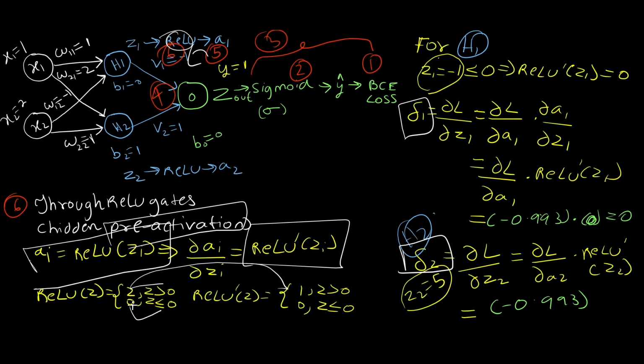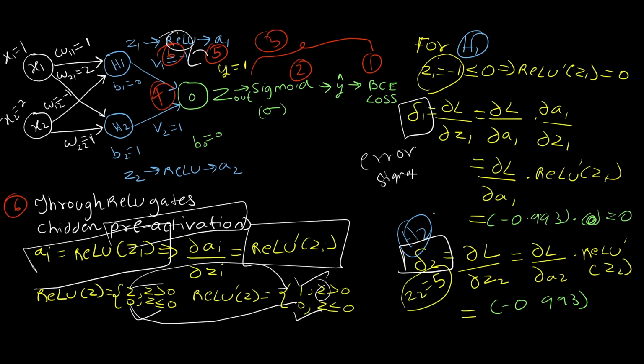Z is 1, derivative of 0 is 0. So if it's the ReLU derivative of z function, if the z value is positive, it will be 1. If it's negative, it will be 0. So let's go ahead and solve the equations for the error signals.